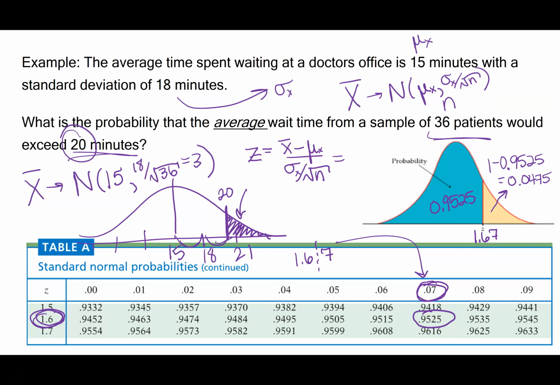So what this means is if the average wait time is 15 minutes with a standard deviation of 18 minutes, then anytime I take a random sample of 36, the probability that I am going to get an average wait time for those 36 of 20 minutes or longer, that only happens about 4.75% of the time. So not too often, which is good. I would not really enjoy waiting over 20 minutes every time.